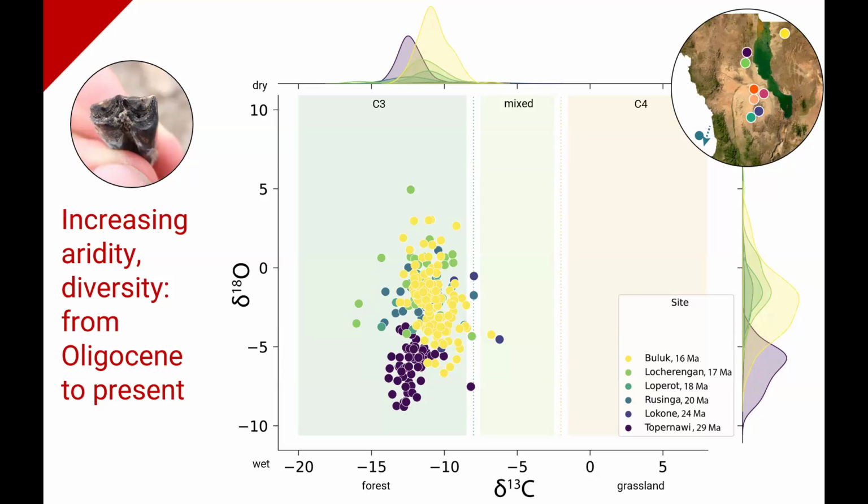But you can see that despite the fact that we're staying in the C3 world, there's a great amount of hydrological variability, with some places being far drier than others. Each of these dots is an individual animal, and each of these colors is one site that we're looking at. So you can see there's a really substantial spread of data.